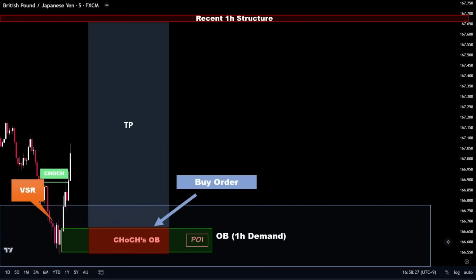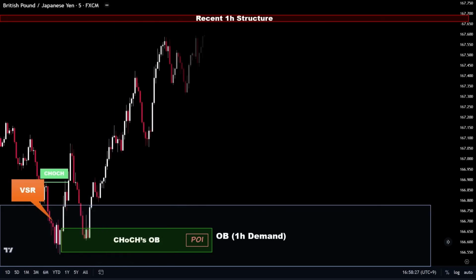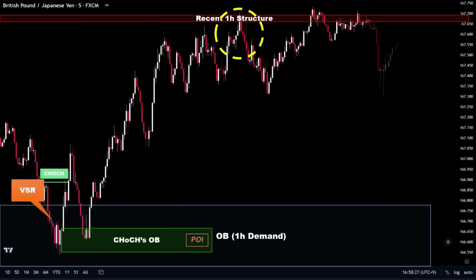Now, we must monitor the market closely and let the trade unfold according to our analysis. Our buy order has been activated and we are officially in the market. As predicted, the price rose back up after the buy order was triggered and eventually hit our take profit target. And this trade provided an 8 reward to risk ratio, highlighting a successful outcome.